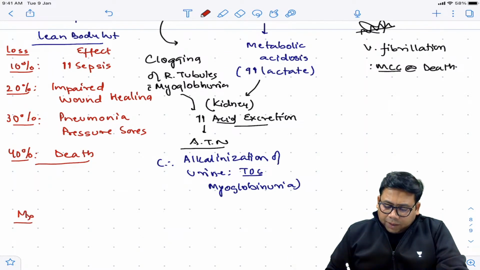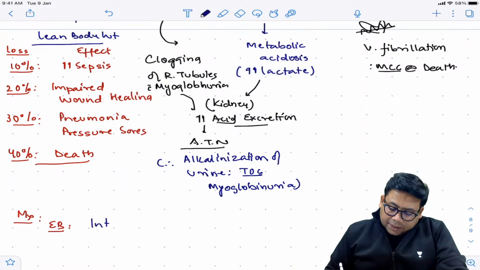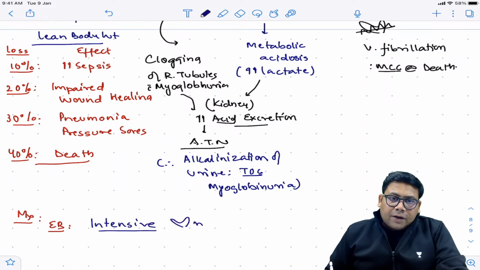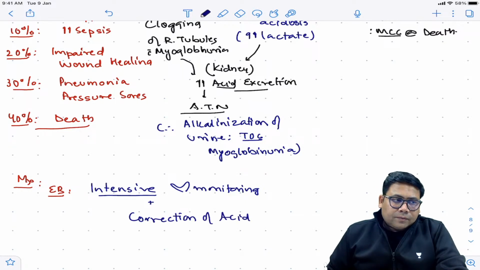When you talk about the management of electric burn, this is again very important. The first thing that you need to understand is intensive cardiac monitoring. This is point number 1. The second priority is correction of acidosis.